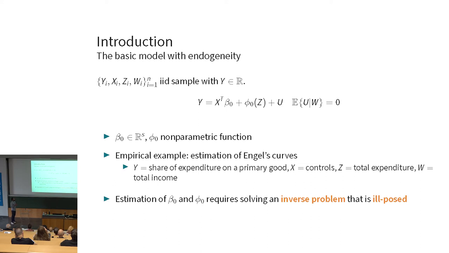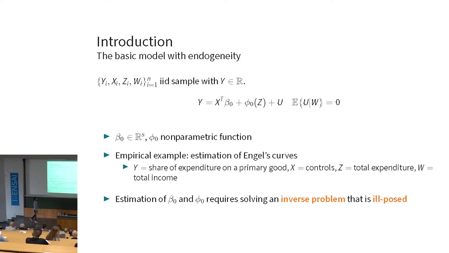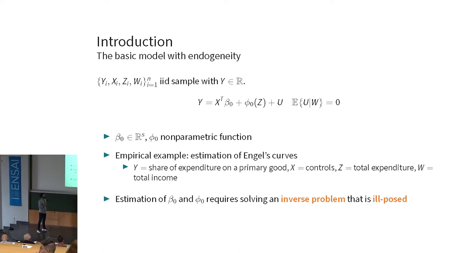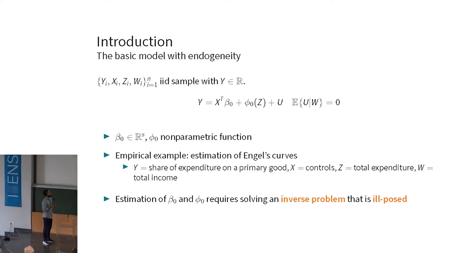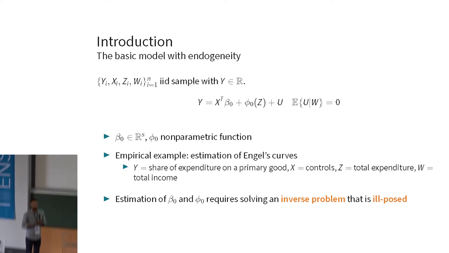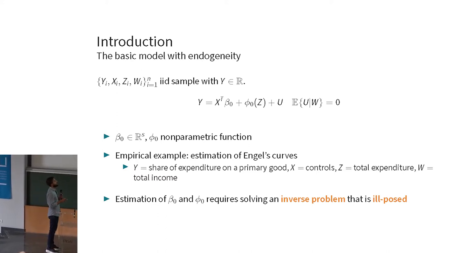We assume to observe an IID sample y, x, z, and w, where y is a response variable. And we consider a partially linear model. So we have y equal to x transpose beta plus phi of z plus an unobserved error u. Here we do not assume that u is independent from x and z, and we do not impose that the expectation of u given x and z is equal to zero. So essentially, we allow for some correlation between the unobserved error u and the explanatory variables.